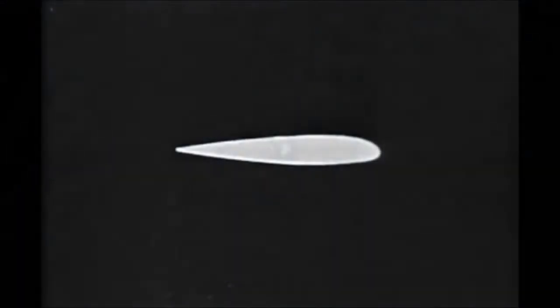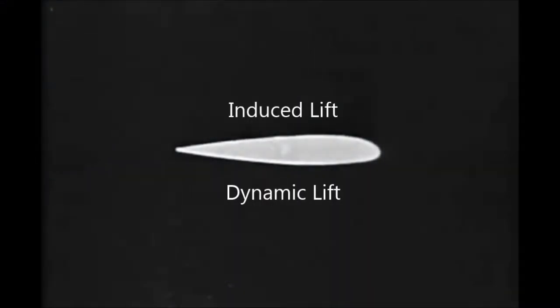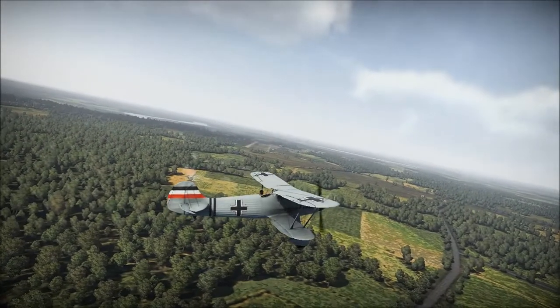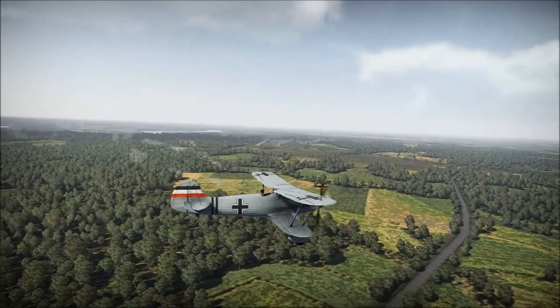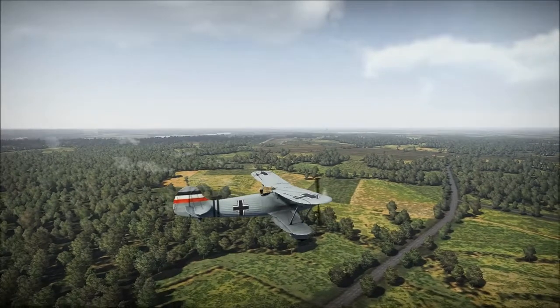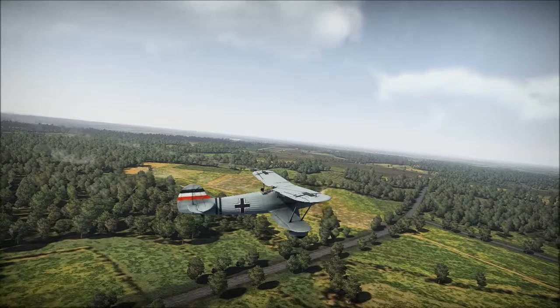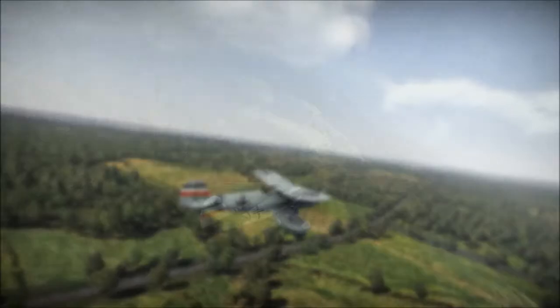So lift is generated by the wings. You have induced lift and you have dynamic lift. Induced lift is generated by air flowing over the wing, and dynamic lift is generated by air flowing under the wing. Your life becomes complicated when this flow of air is disrupted, causing the wing to stall. Usually this takes place when the wing is moving slowly through the air so that it doesn't have quite enough air flowing over and under the wing to generate the requisite lift to keep the plane in the air. In this case, it's a fairly benign, rather gradual descent.